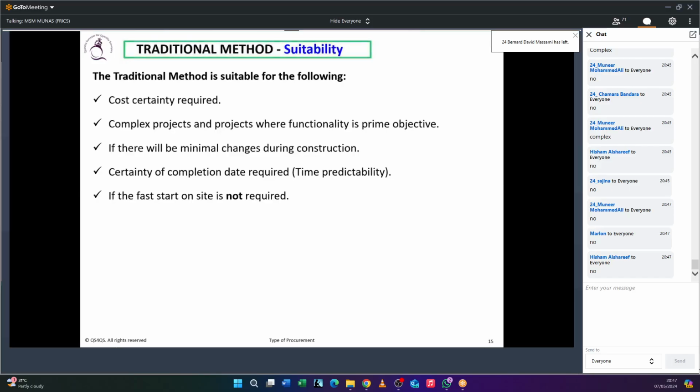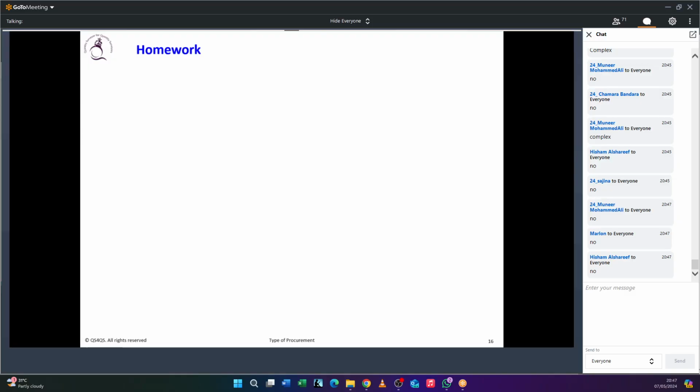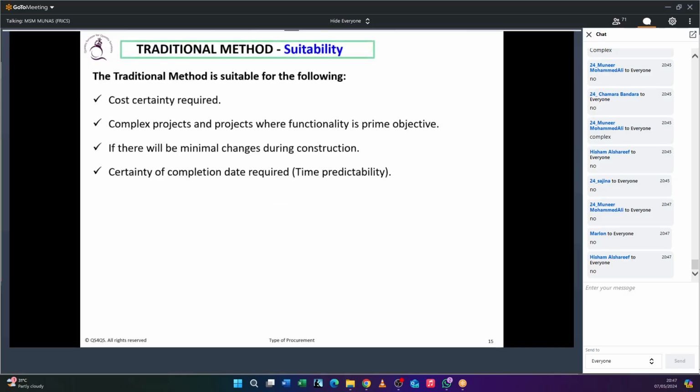Okay, so now you got the idea of what a traditional route is and how it works. So before I go for a small homework, do you have any question on this traditional procurement route, or is everything clear?